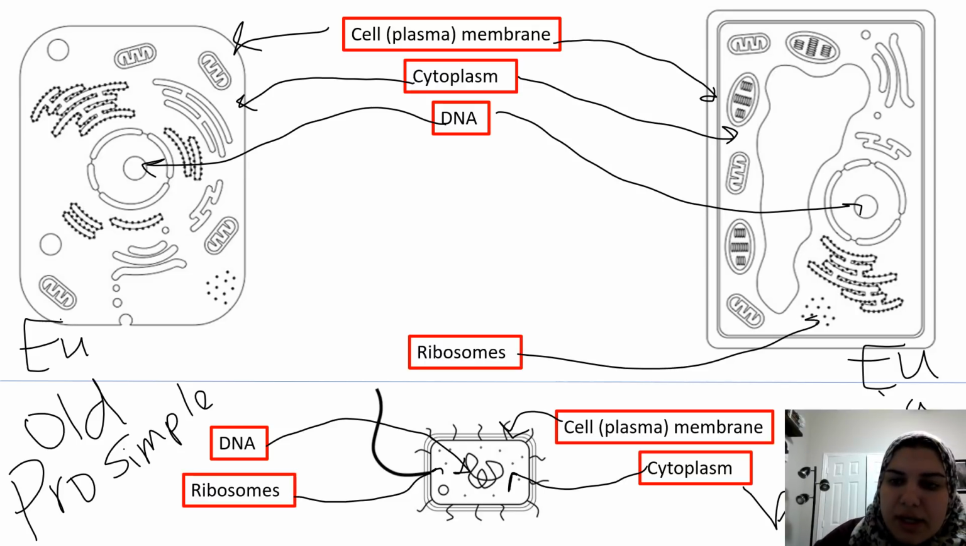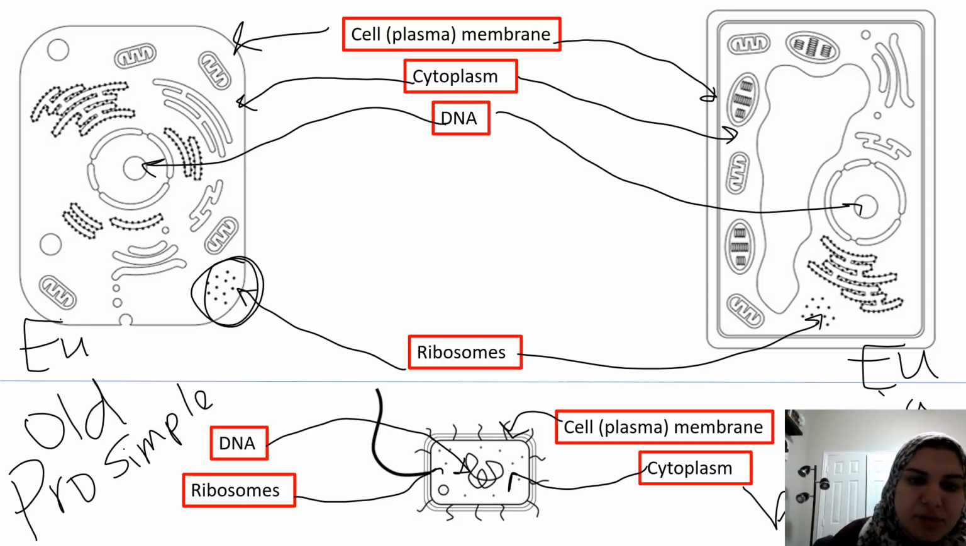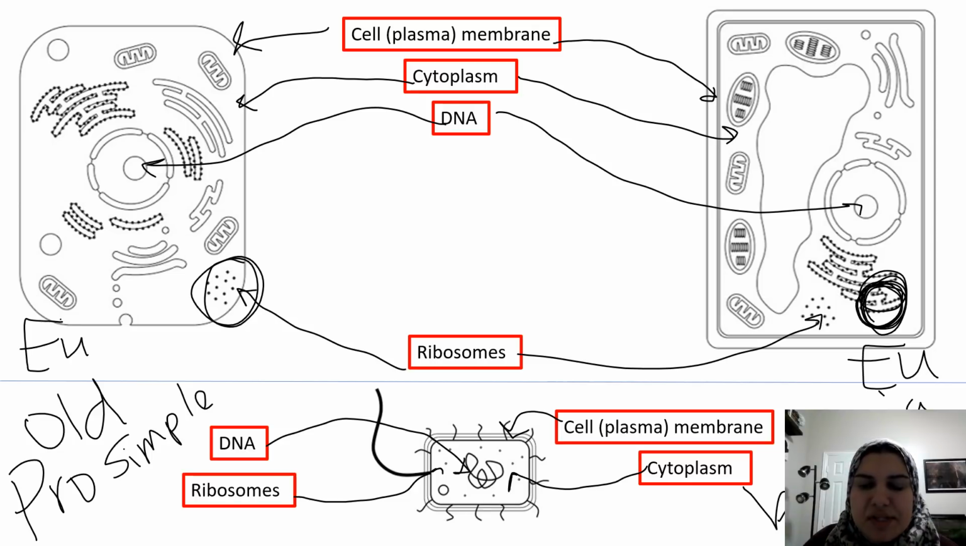Ribosomes. Again, little factories that make protein. Eukaryotic and prokaryotic both have these. There's one difference though. Some of the ribosomes in eukaryotic are free-floating, meaning they're just floating in the cytoplasm like that. Or some of them can be bound on organelles. So right here, what I'm circling in the plant cell, those ribosomes are all stuck to an organelle. So as of right now, you can see that there are 4 things that I have in red boxes. Those are the 4 things that pro and eu all share in common.